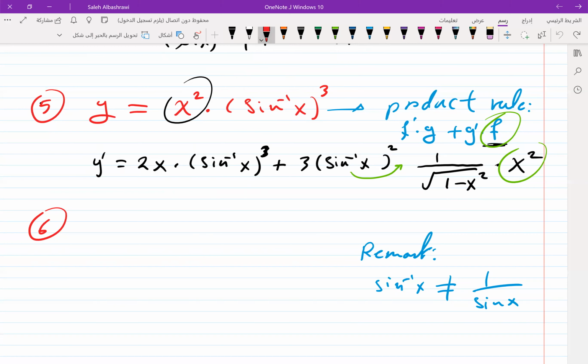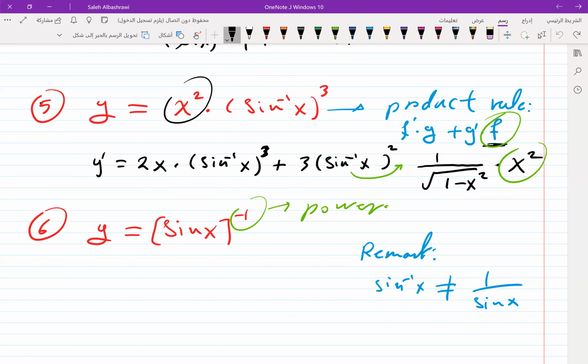For example, I will say that y equal to sine, not inverse, sine x all to power minus 1. In this example, minus 1 here is power. This is power. This is not the notation of the inverse trigonometric function. I have to be careful about this one. When it is written in this form, we mean it is to power minus 1, not the inverse trigonometric function.